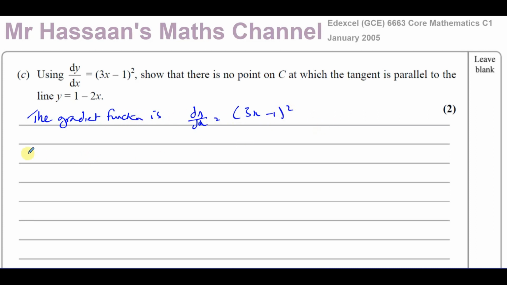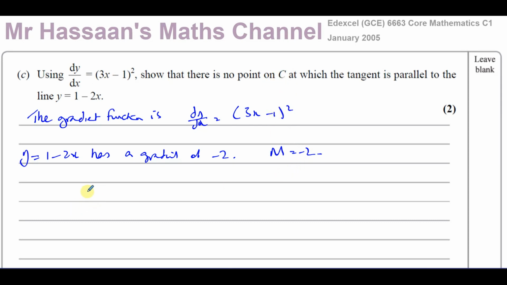Okay, and the line y equals 1 minus 2x has a gradient of negative 2. The gradient of the line is equal to negative 2. y equals mx plus c. So basically what they're trying to say is that the curve C will never have a gradient of negative 2. We have to show that this curve will never have the gradient of negative 2.